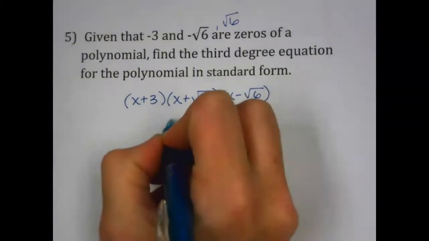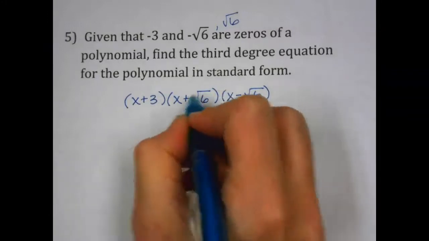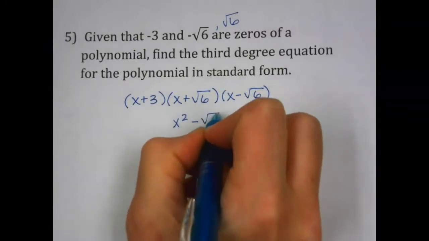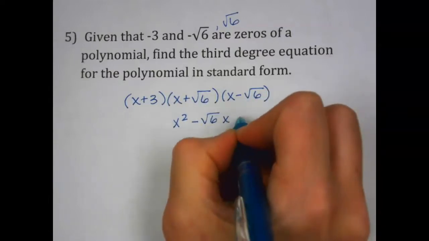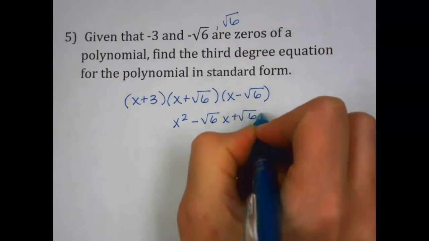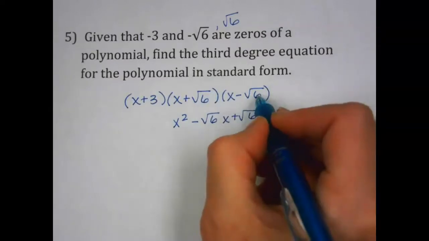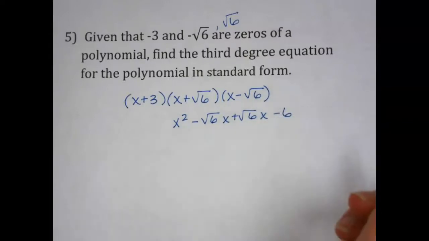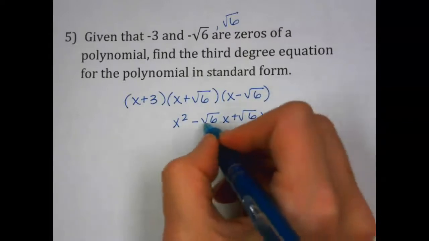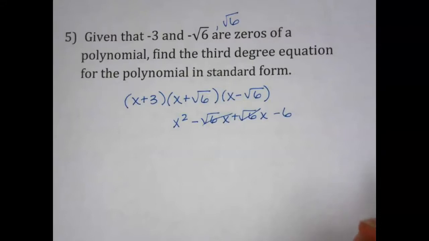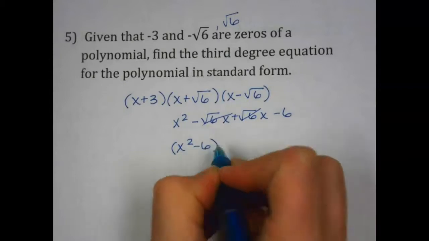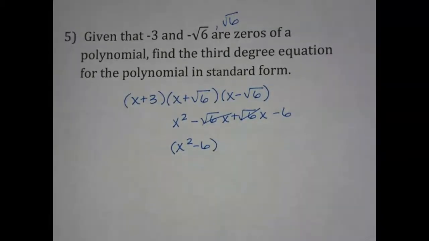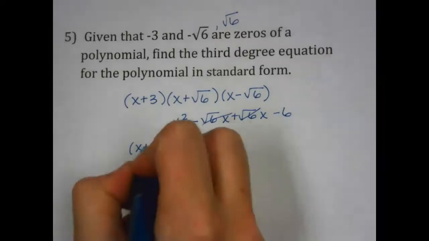So I would take x times x to get x squared, x times square root of 6, the negative version, x times square root of 6, the positive version, plus, and then square root of 6 times negative square root of 6, which is negative 6. So you can see we have a positive and negative here. Those will equal 0. So I have x squared minus 6, and I'm going to multiply that times x plus 3. So I'm just going to drop the x plus 3 down.